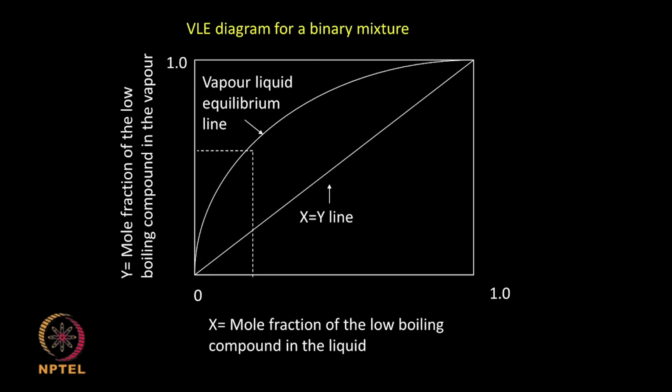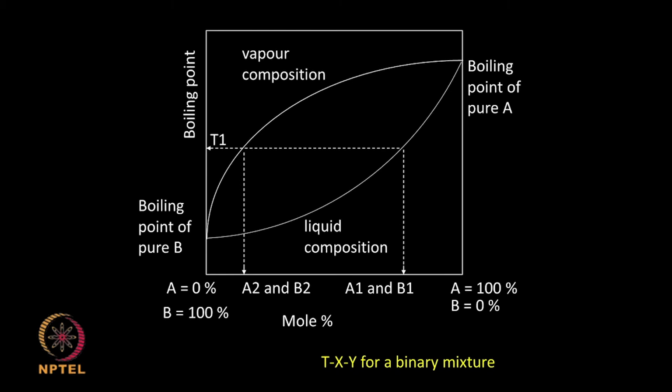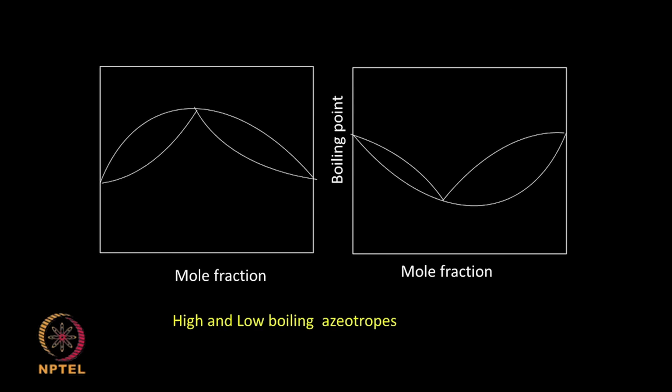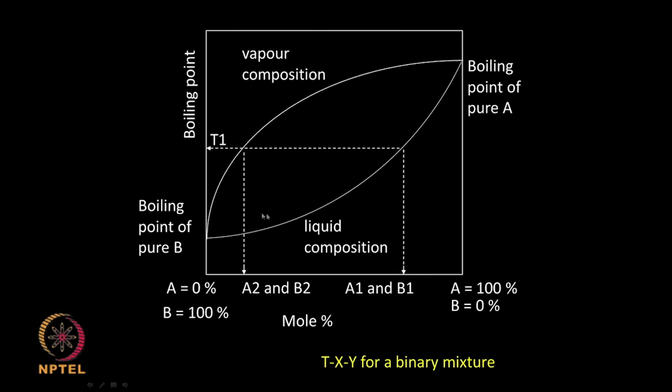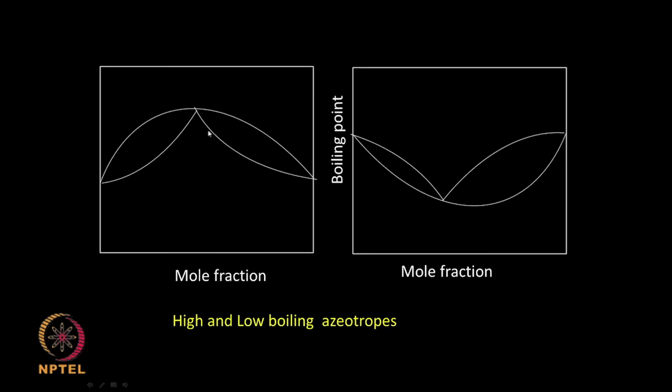The previous graph, the vapor liquid equilibrium diagram, and the Txy diagram are for binary systems. Why Txy? T is temperature, x is the composition of A in the liquid phase, y is the composition of A in the vapor phase, that is why it is called Txy diagram. Sometimes these diagrams will look like this. Okay. Instead of this, the diagram will look like this. Okay. So, what does that mean? Okay. At this point if you see, the composition of A in the vapor and the liquid are the same. So, they are called constant boiling liquids.